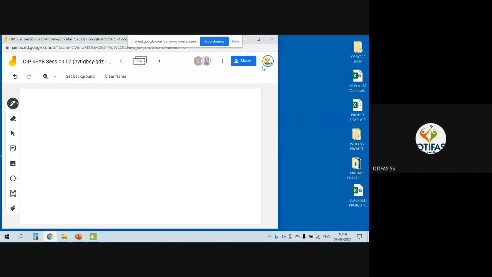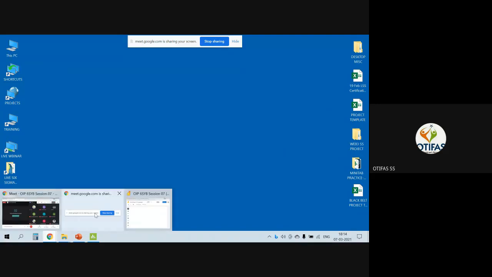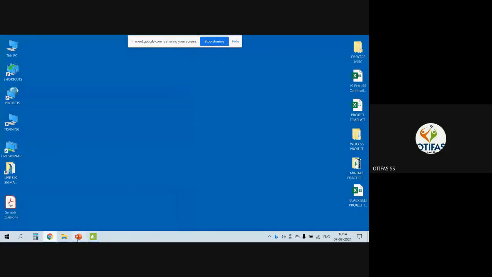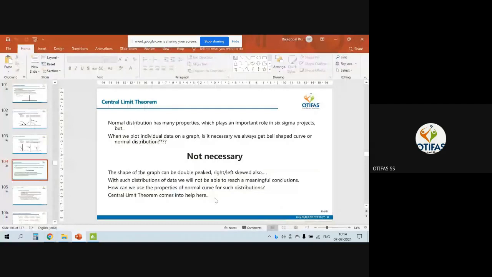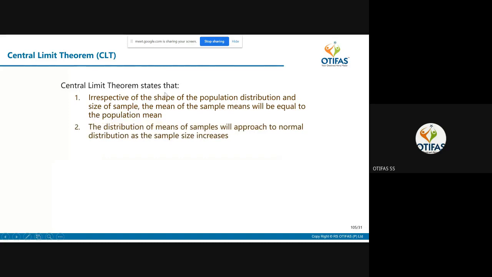So how will you use the properties of the normal distribution when you don't have a normal distribution? For that there is a technique called the central limit theorem. The central limit theorem says that irrespective of the shape of the population distribution and the size of the sample, the mean of the sample means will be equal to the population mean. And the distribution of the sample means will approach a normal distribution as the sample size increases.